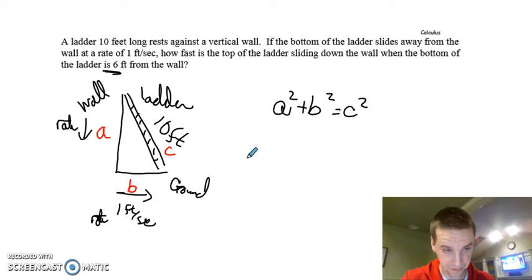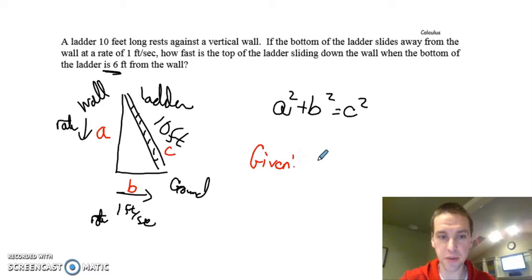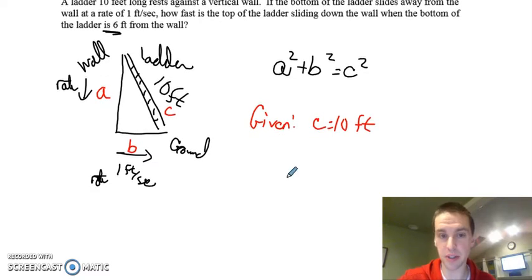And so, excuse me, what are we given? Let's look at the givens first. We know that C equals 10 feet. And that's really the only thing that's given to us. We're not given that the ladder is 6 feet from the wall. That is not a given. That is actually what we're going to use to find the answer, but it's not a given. And then, so what are we looking for? This is the unknown.